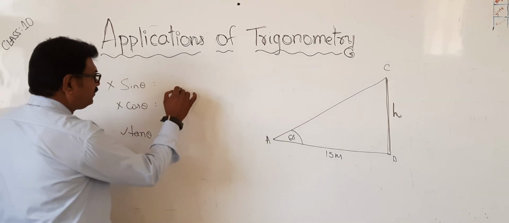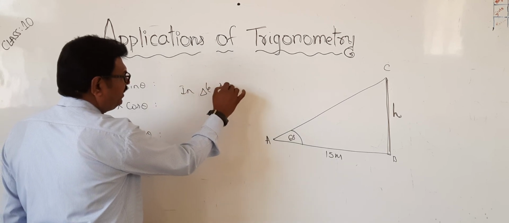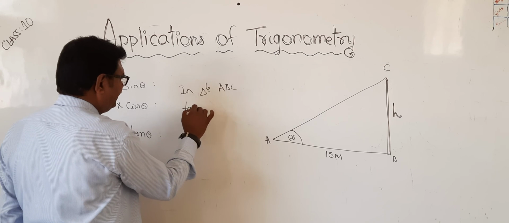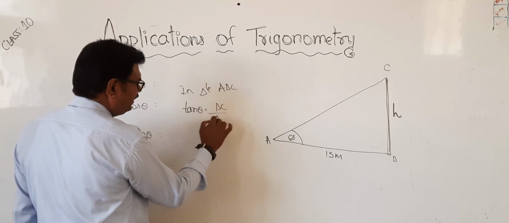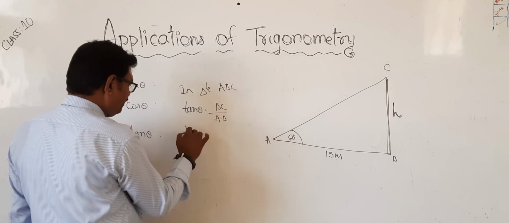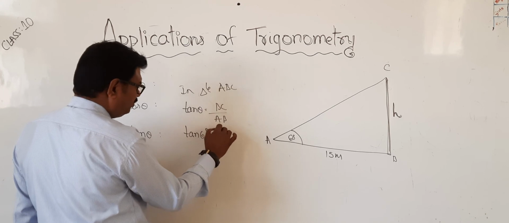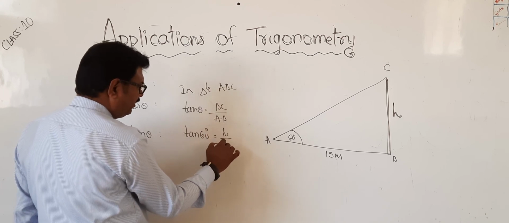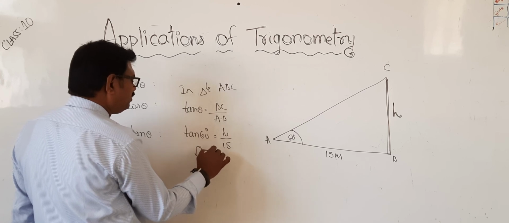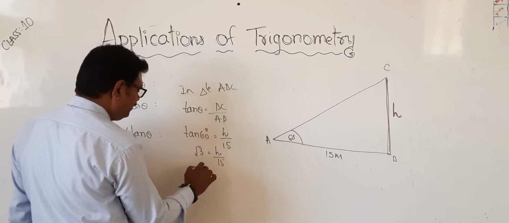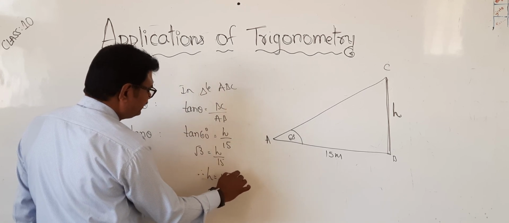Therefore what will we take? In triangle ABC, tan theta is equal to BC divided by AB. Therefore tan 60 is equal to BC, which is the height. We don't know the height, and AB is nothing but 15 meters. Tan 60 is root 3, equal to h by 15. Therefore h is equal to 15 root 3 meters.